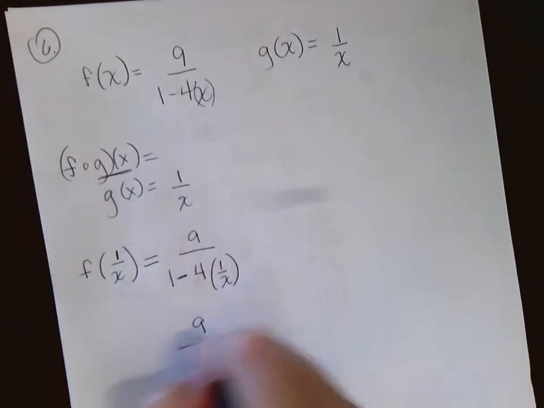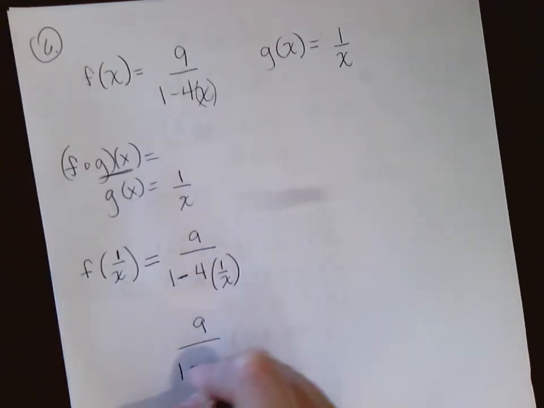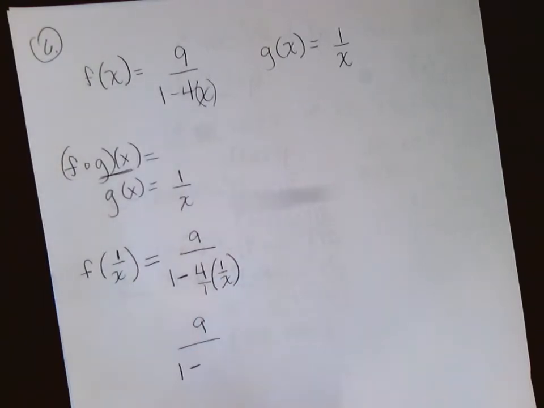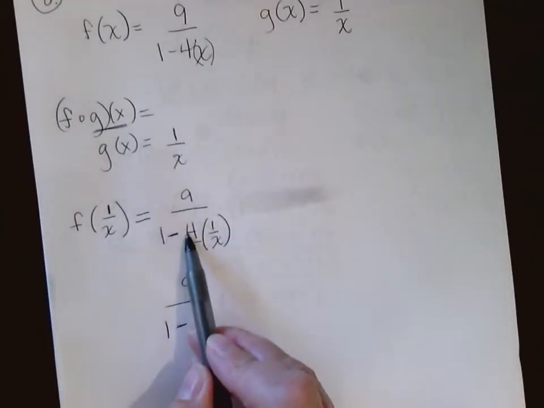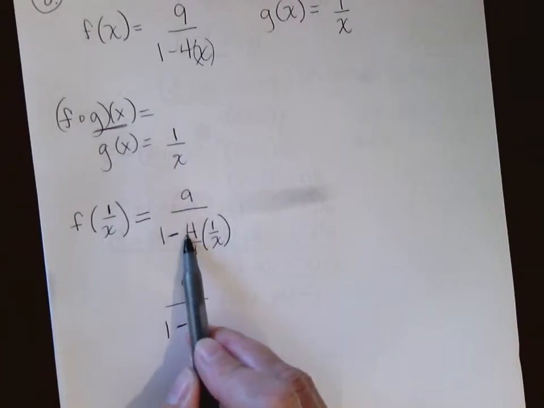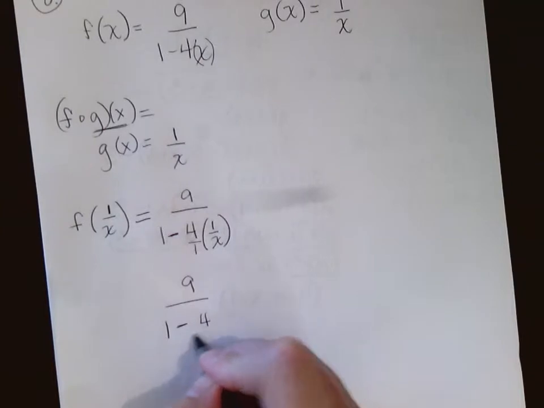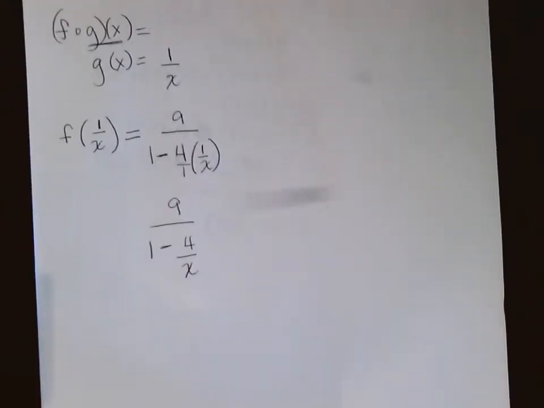Now I have 9 over 1 minus, when I multiply this 4 times 1 over x, you can think of it as 4 over 1, and you just go straight across on top and bottom. So that's just 4 over x. Now, here's the thing. It's not going to let you leave your answer with a fraction that contains a fraction. You can't have a fraction as part of your whole fraction or the denominator.